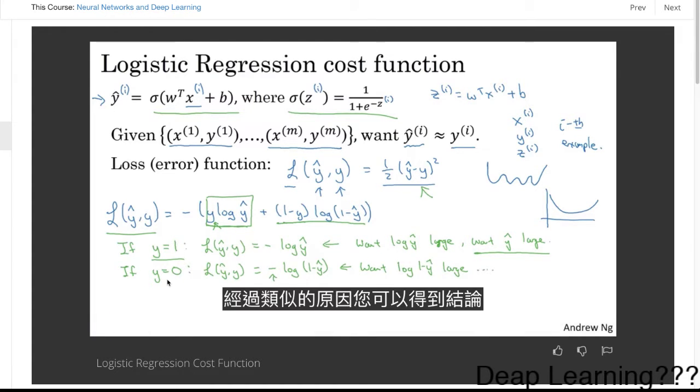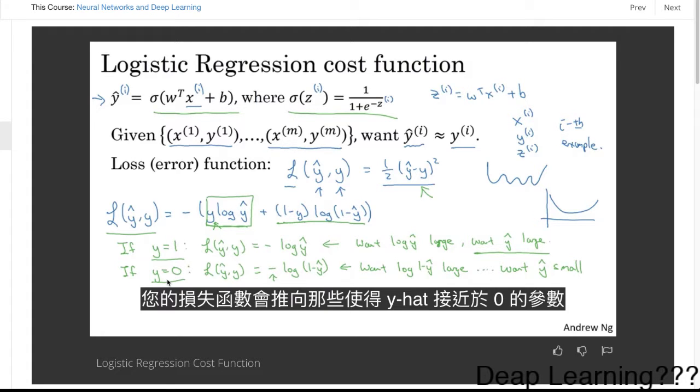And then through a similar piece of reasoning, you can conclude that this loss function is trying to make y hat as small as possible. And again, because y hat has to be between 0 and 1, this is saying that if y is equal to 0, then your loss function will push the parameters to make y hat as close to 0 as possible.